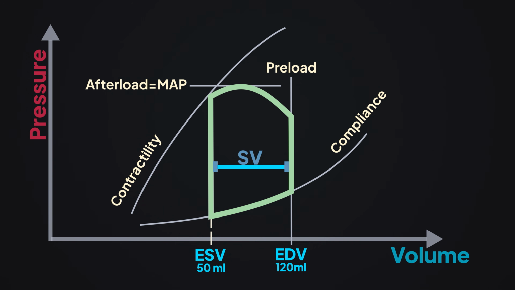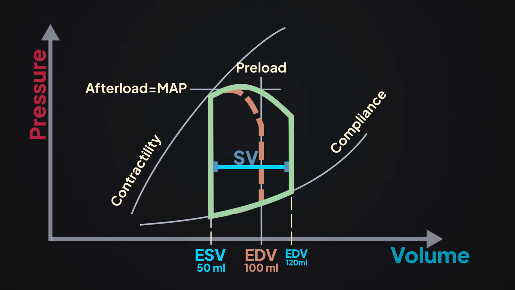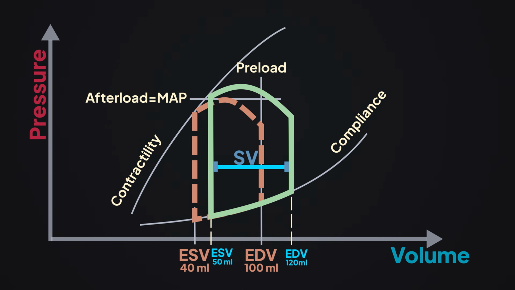Now let's look at mitral stenosis. Here the problem is at the entrance. The inlet valve is narrow, so the ventricle can't fill up properly. Because of this, your end diastolic volume drops, and the graph shifts to the left. Our contractility hasn't changed, which means the heart can empty itself very effectively. Your end systolic volume drops too.